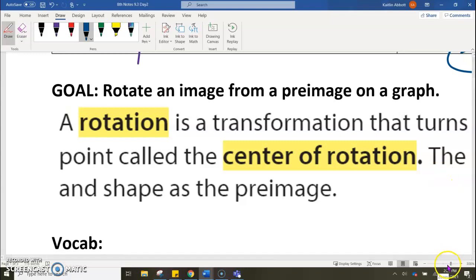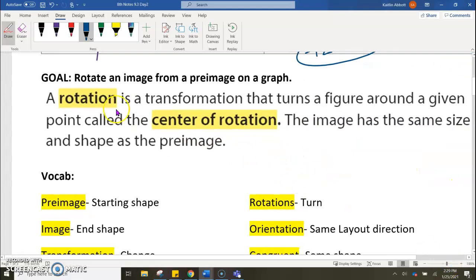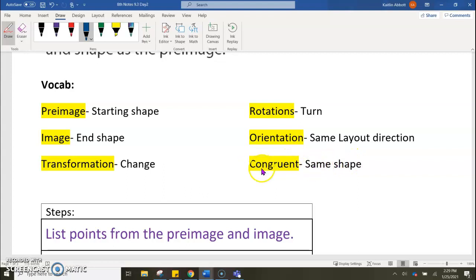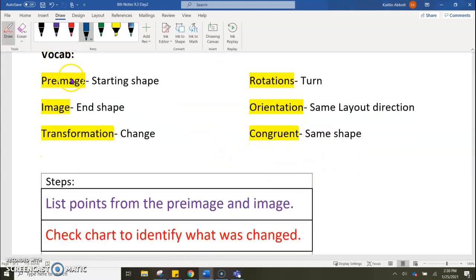We are back to rotations. Remember, rotation is a transformation. We're just spinning things and they are turning. The orientation's changing, but all the shapes do stay congruent. We still have a pre-image and an image, and we show that by our letters like A to A prime, and congruence means the same.